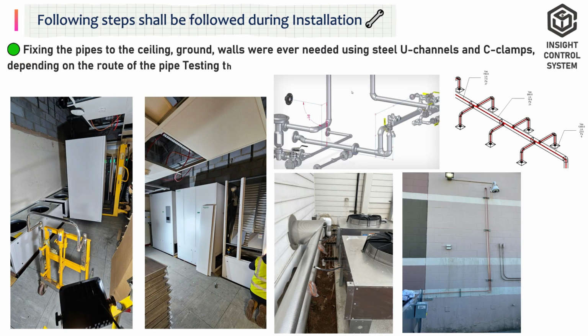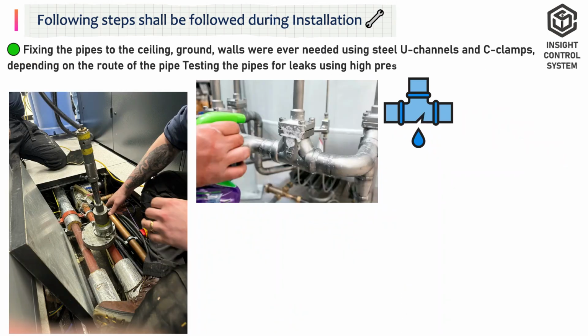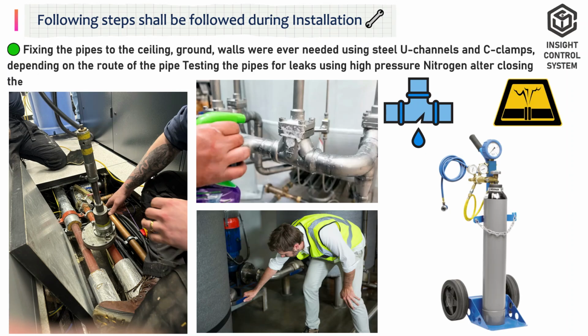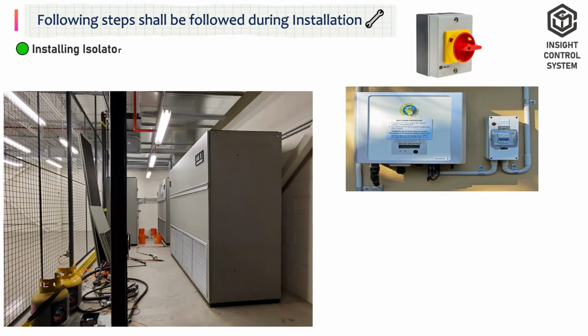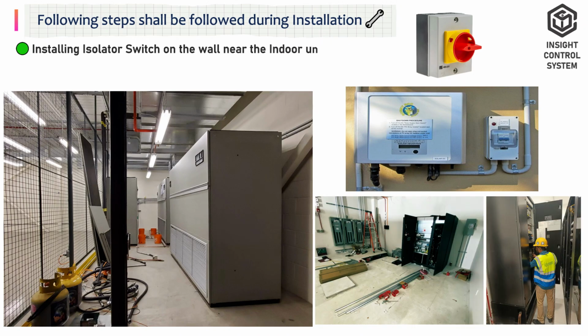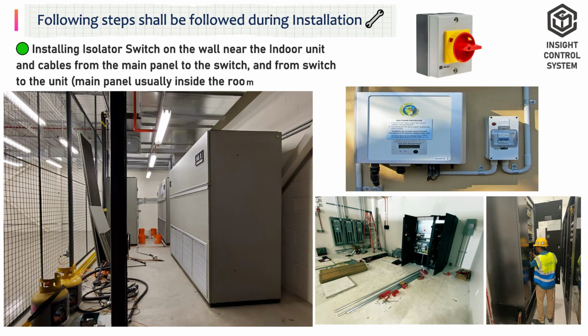Depending on the route of the pipe, testing the pipes for leaks using high-pressure nitrogen after closing the ends of the pipes. Installing isolators. Switch on the wall near the indoor unit, and cables from the main panel to the switch, and from the switch to the unit. The main panel is usually inside the room.